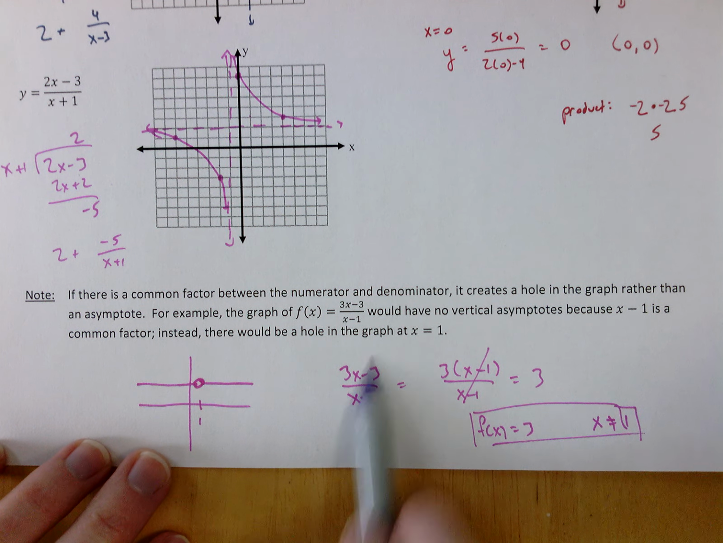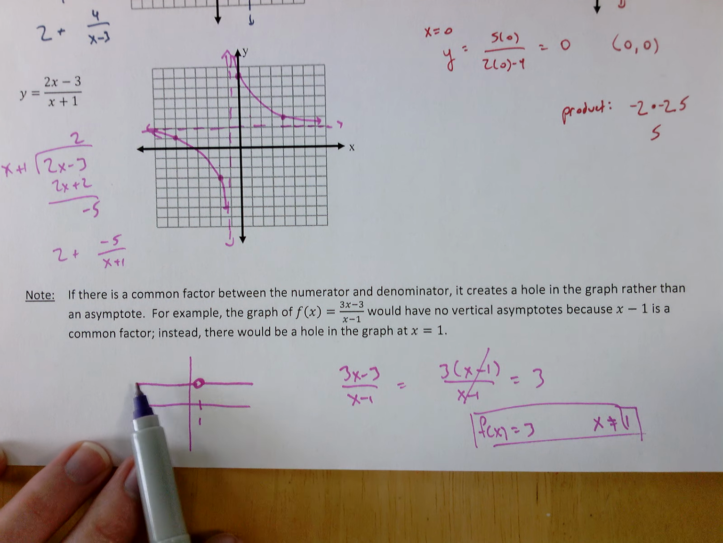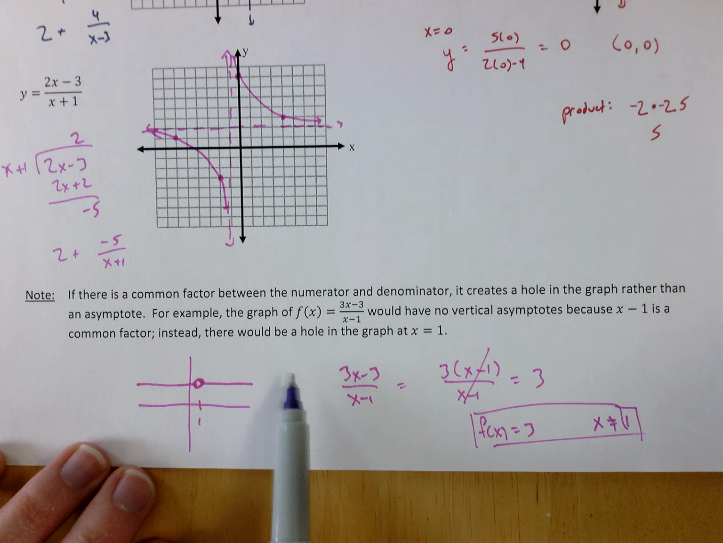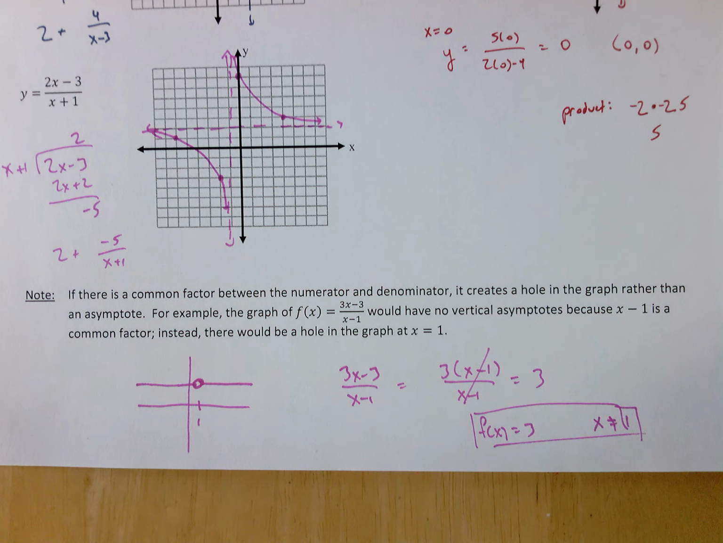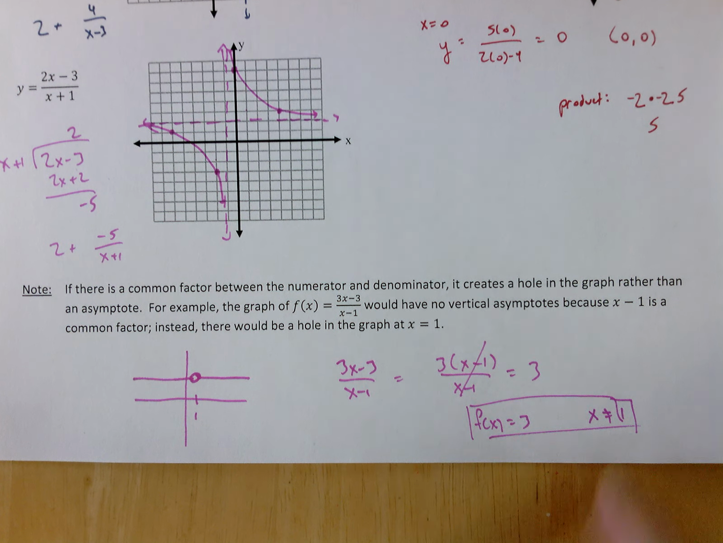Okay, so anytime you have a common factor that cancels, it creates a hole in your graph where your graph is continuous, it keeps going, but there's that one spot that it jumps over. Okay, so there's no asymptote, just a hole if there's a common factor, and you would have to just simplify it and then specify whatever the original restriction was.